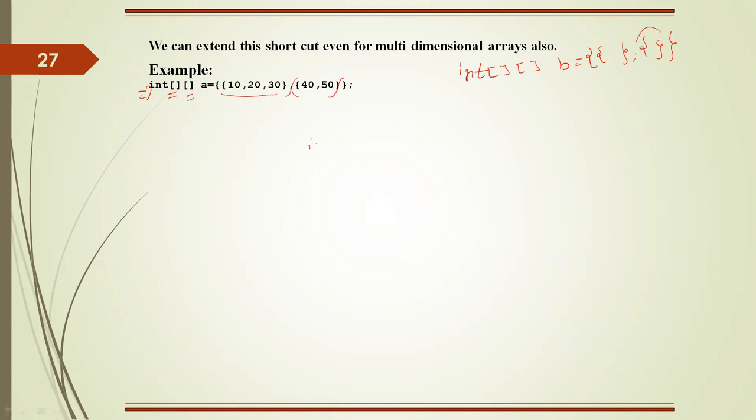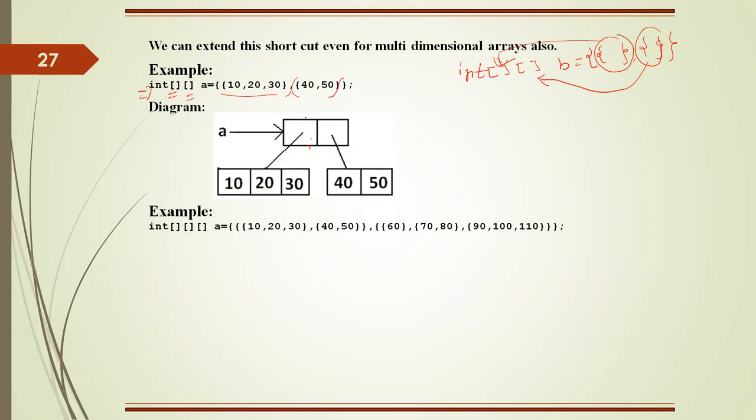We can extend this shortcut even for the multi-dimensional array also. So how will we do it for multi-dimensional? We have two dimensions. So first we separate one dimension with the comma and parentheses. Suppose int, dimension 1, dimension 2, and b equals, take the first parenthesis, and if you are inserting inside the third dimension, declare this comma this. We have two dimensions, this for this one and this for this one, right? Initializing this.